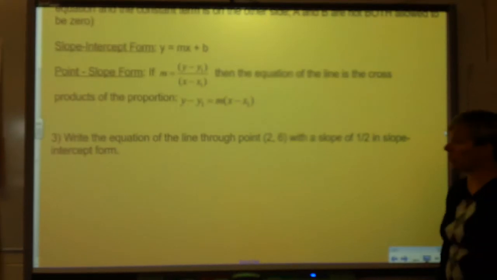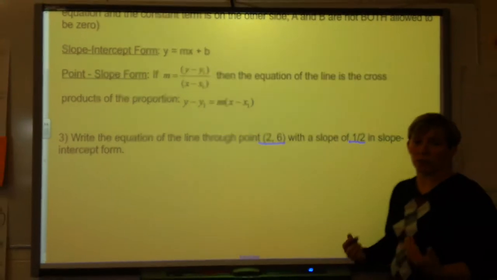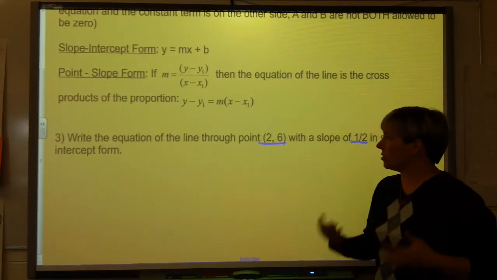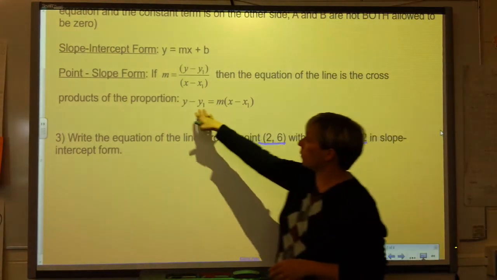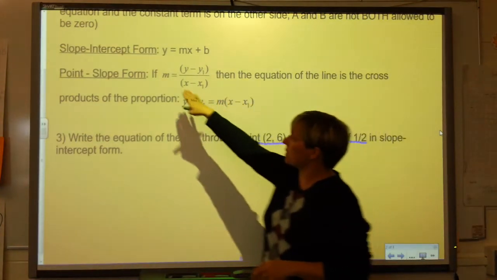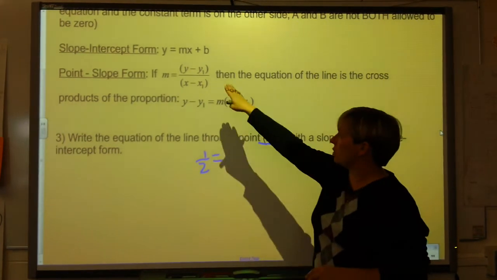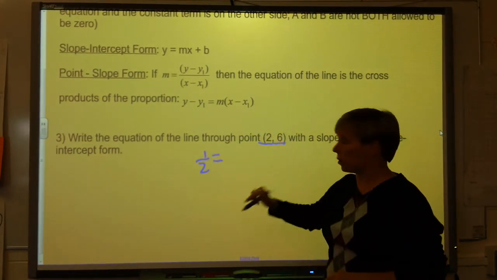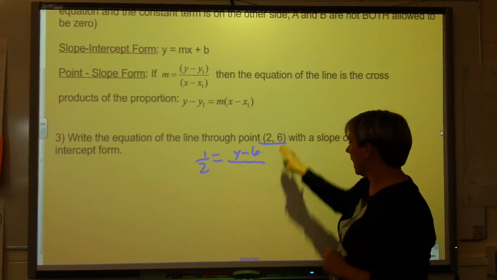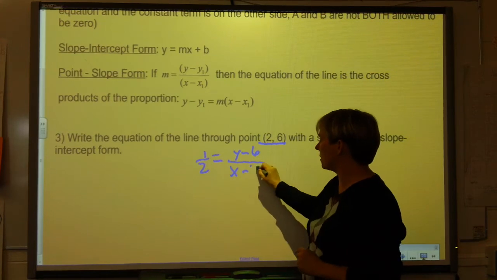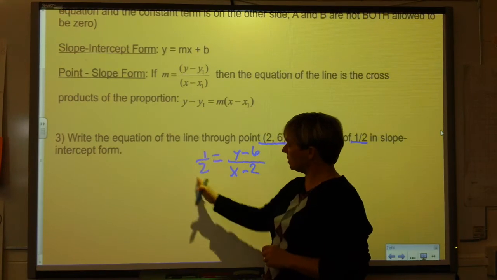Example number 3 says, write the equation of the line through point 2, 6 with a slope of 1/2 in slope-intercept form. Again, slope-intercept form is not my best form to start with because I don't have my y-intercept. So I'm going to use my point slope form here. Remember, my point slope form says that my slope, which I know is 1/2, is equal to my change in y. I have one of my y coordinates, so that means I'm going to have y minus 6 on the top. Over my change in x, I have one of my x coordinates, so that means I'm going to have x minus 2.